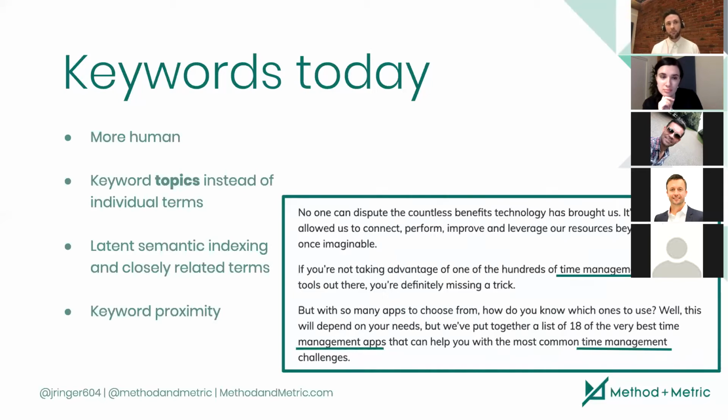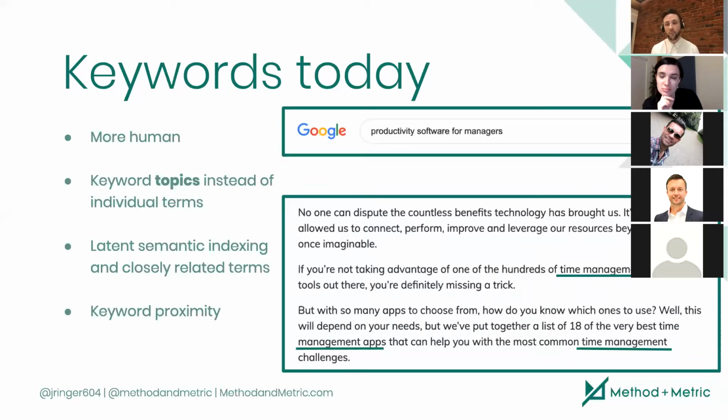You'll notice in this body of text here that time management and apps is used relatively frequently throughout the text. But when you look at it, this is the top result for productivity software for managers. So what this tells us is that Google has a great understanding that productivity and time management are really closely related, as well as software and apps are also closely aligned. So when you're thinking about your content, think about the different variations of language that you can use to help enhance the copy of your website.